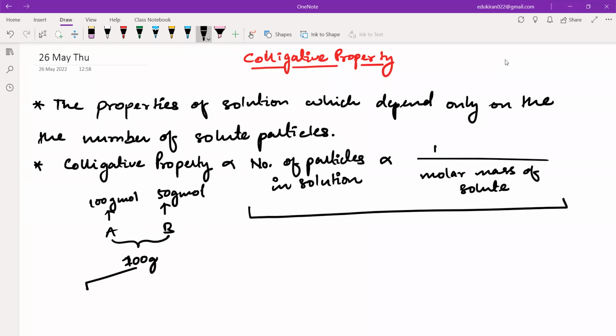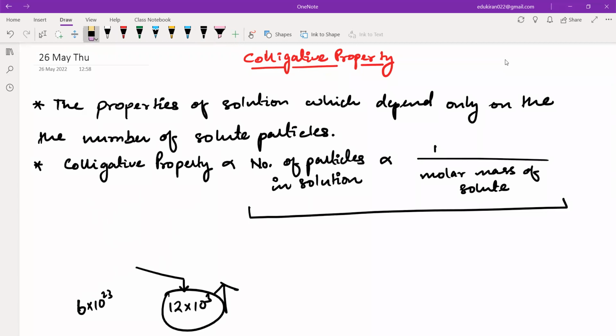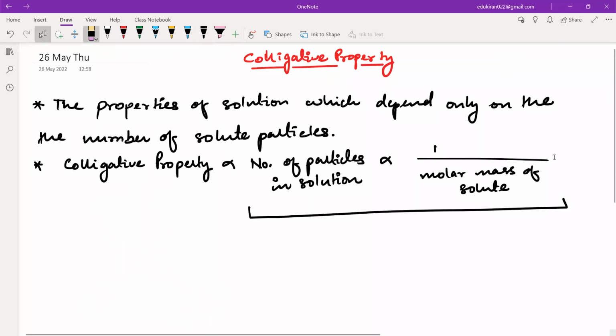Now in 100 grams of A, we will have only one mole. That means we'll have 6.022 into 10 to the power 23, approximately, molecules of A. If we talk about B, how much will it be? It will be 12 into 10 to the power 23, right? So from here you can see, if we have same mass, then number of particles of a solution will be inversely proportional to the molar mass. If molar mass is less, then your number of particles will be more. That is the only thing that I meant by number of particles in solution is inversely proportional to the molar mass of the solute. Is this thing clear with everyone? Yes or no? Please tell me.